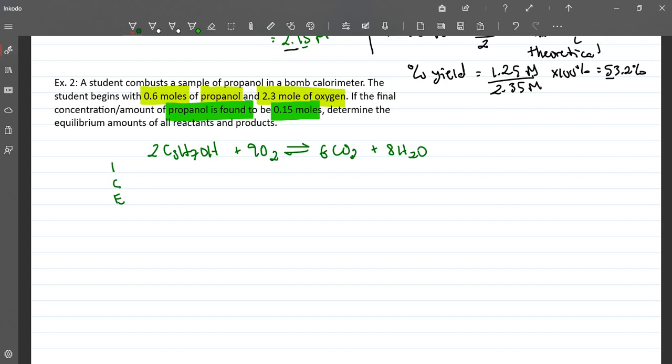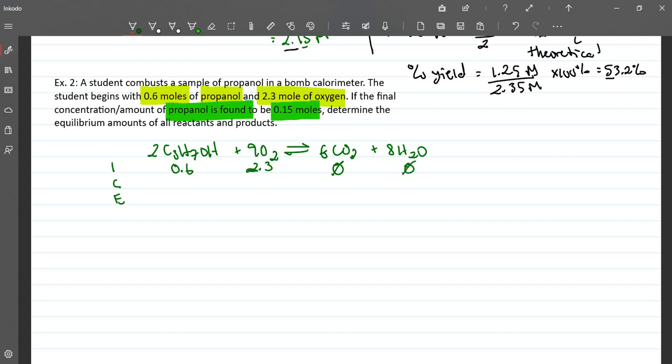Okay, these are mole values, different from the previous question. The previous question looked at concentration, molar concentrations. These are now mole values. So I'm just filling in all the information the question gives us, which is almost filled in. Let's go over it. So initially we have 0.6 moles of propanol, 2.3 moles of oxygen. At time 0, before these react, we don't have any moles of our products made, so we write 0.